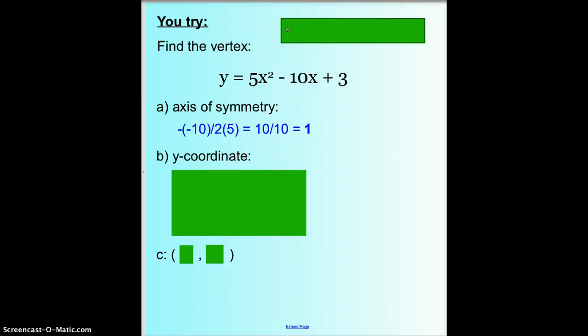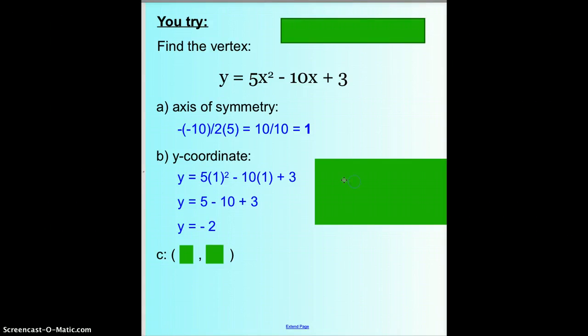So x equals 1. Now what I have to do is substitute into my equation, and you should have said 5 times 1 squared minus 10 times 1 plus 3. That simplifies to 5 minus 10 plus 3. 5 minus 10 is -5, plus 3 gives us -2. And the coordinate of your vertex is (1, -2).